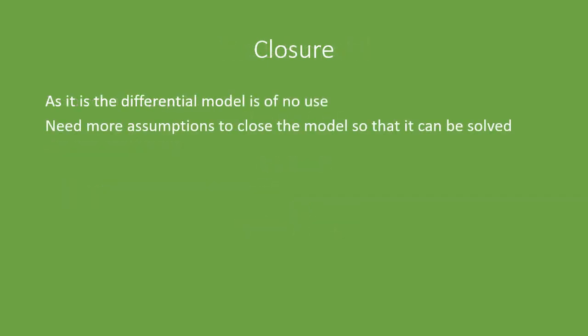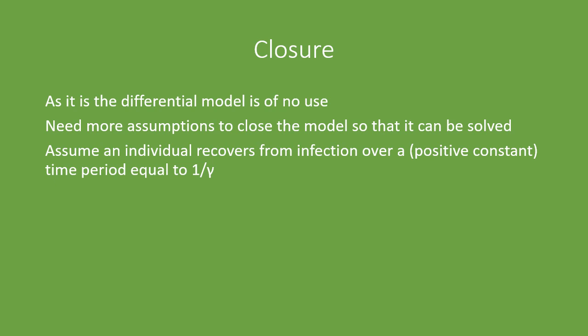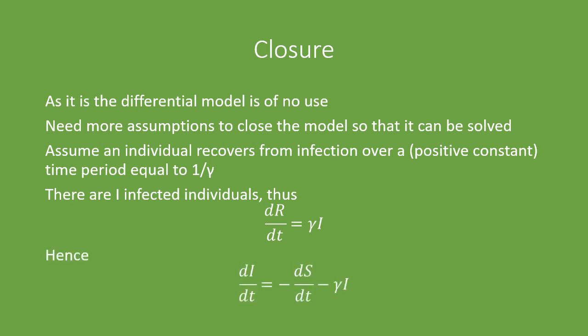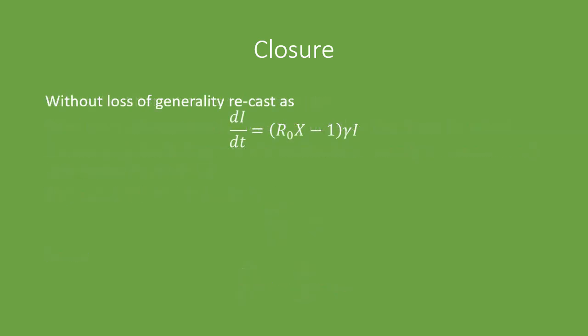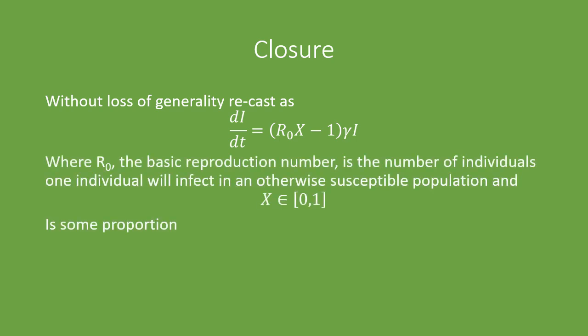We need to make more assumptions to perform what is known as a closure of the model. Assume that all individuals recover from infection over a constant time period. Because there are I individuals, we can create a model for one of the unknown terms. The equation can be rewritten in terms of the basic reproduction number and some proportion. The basic reproduction number is the number of individuals one individual will infect in an otherwise susceptible population.